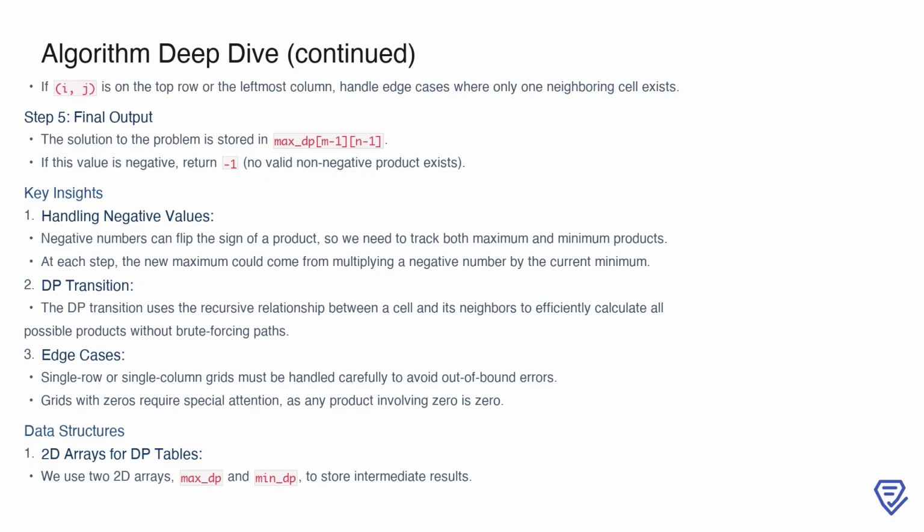The key insight here is that tracking both the maximum and minimum products is essential because of the possibility of sign flips caused by negative numbers. Additionally, special attention must be given to zeros in the grid, as any product involving 0 becomes 0. This approach ensures we handle all possible scenarios, including single-row or single-column grids, without running into out-of-bound errors.